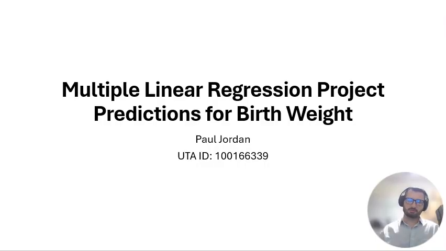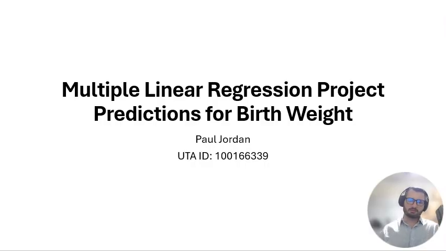I chose this topic because my wife and I are expecting our second child, and we want to use this model to help make a prediction of what our second child's birth weight will be. It's an important indicator for the overall health of a baby, and it can possibly be used as a screening tool to see for high-risk pregnancies.